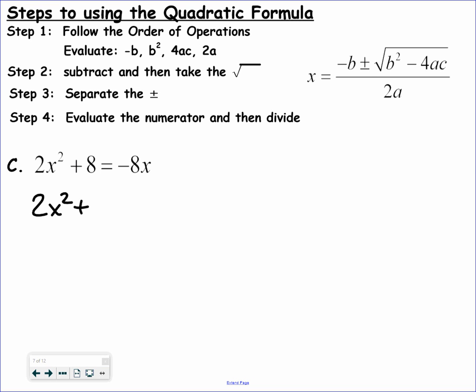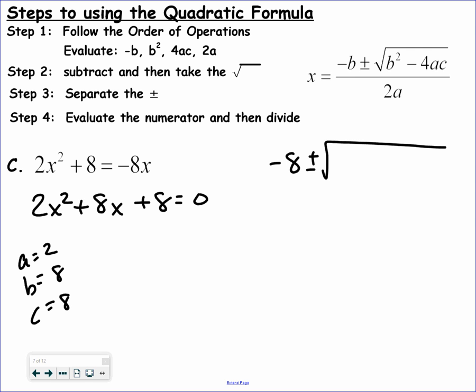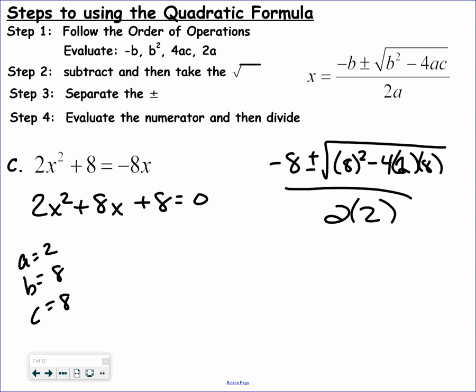So I'm going to rewrite the question by adding 8x. And notice that I put it in standard form. So the positive 8x I put into the middle. So A is 2, B is 8, and C is 8. Negative b plus and minus the square root of b squared minus 4ac, all over 2a.